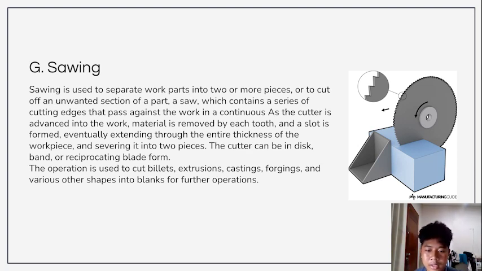The cutter can be in disc, band, or reciprocating blade form. The operation is used to cut billets, extrusions, castings, forgings, and various other shapes into blanks for further operations. In this image, this is called the tooth of the saw, and this is the blade.